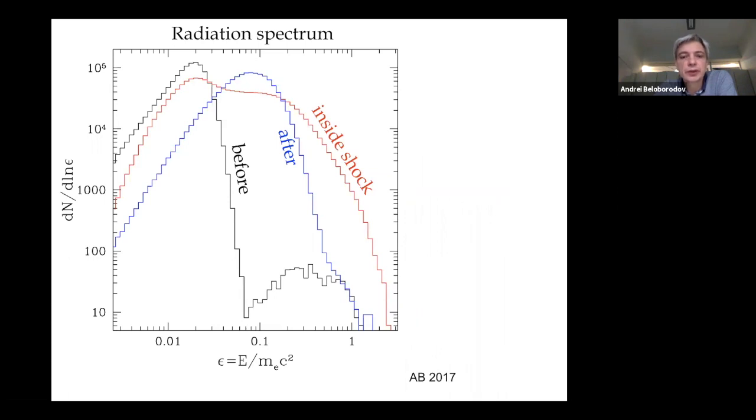This is the spectrum of radiation before the shock, just some thermal low-energy radiation, the black line. After the shock, we just heat up the photons far downstream, that's blue. And inside the shock, because of this Fermi-like process, you have a non-thermal spectrum. So when this shock comes to the photosphere, it will release something which is not quite thermal.